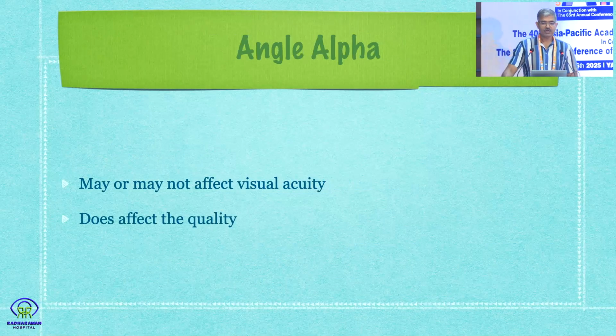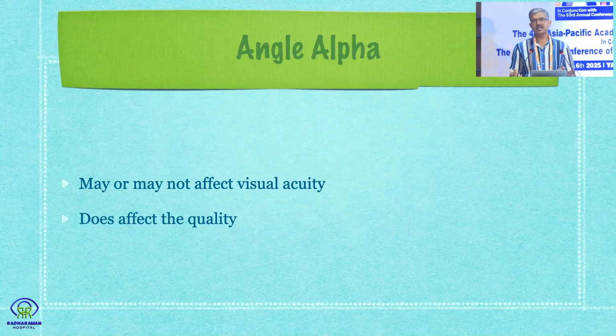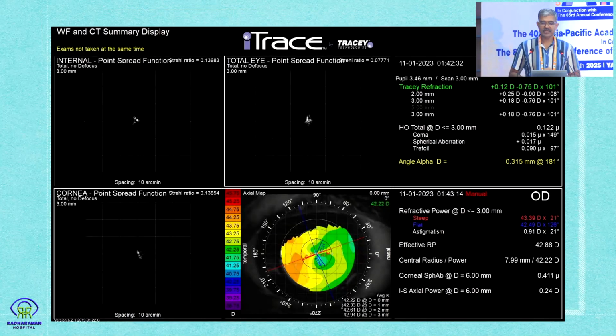Okay. Now coming to the angle alpha. The angle alpha, many authorities would say that it doesn't affect the vision at all. So the angle alpha actually may or may not affect the visual acuity. You might still have a 6/6 N6, but it does affect the visual quality. I'll just give you an example.